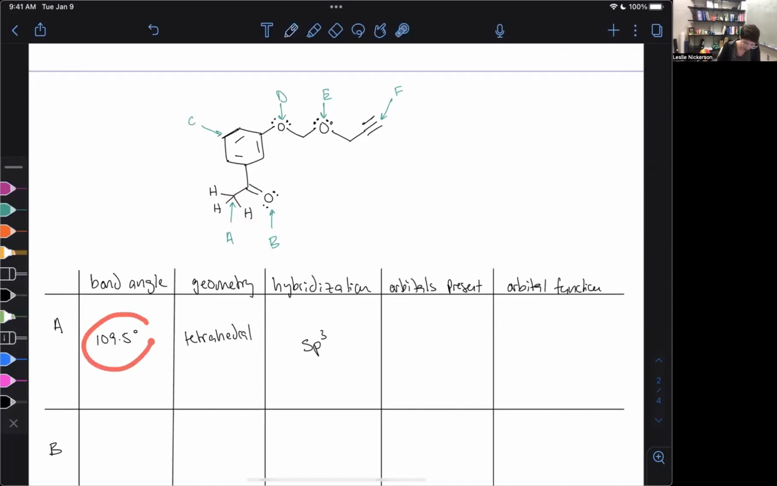We're really looking at the farthest away that you can put 4 things in 3D space. That's what the tetrahedral geometry is giving you: keeping things as far apart as possible. Okay, so then we go to orbitals present. sp3 atoms always have the same orbitals present on them, and that is 4 sp3 orbitals.